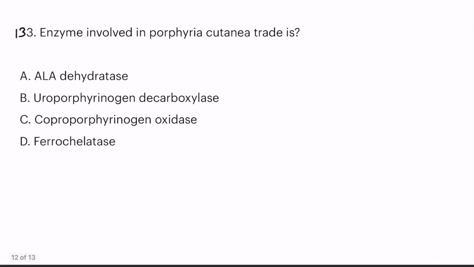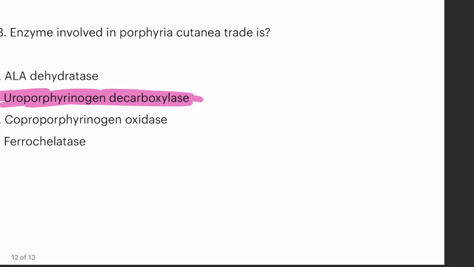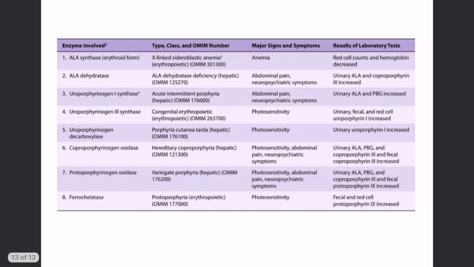Tricky question. Enzyme involved in porphyria cutanea tarda. Direct question, one-liner, very simple. If you have studied, you would have marked it. The answer is uroporphyrinogen decarboxylase. So it's very important. Acute intermittent porphyria questions and other porphyria questions are asked very frequently. Study all these enzymes. Porphyria cutanea tarda enzyme is uroporphyrinogen decarboxylase. Also, just have an overview of this table and other porphyrias. They are asked and tested very frequently.